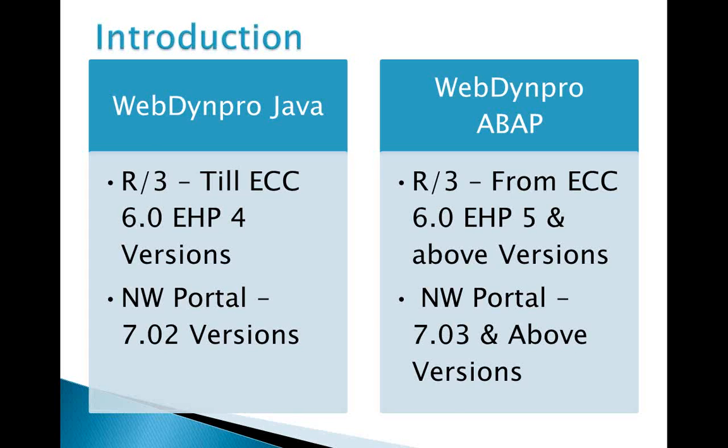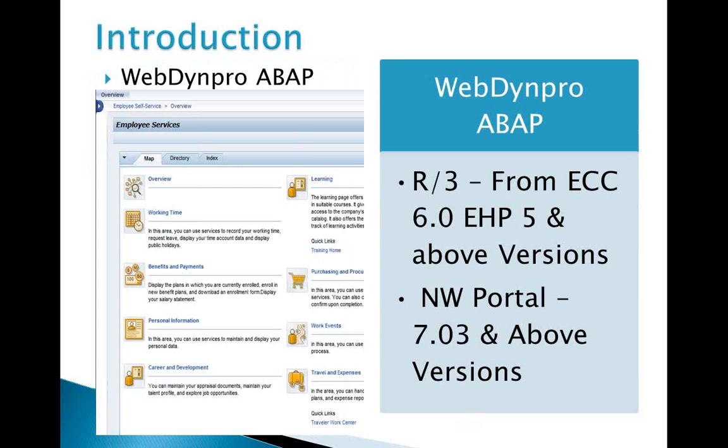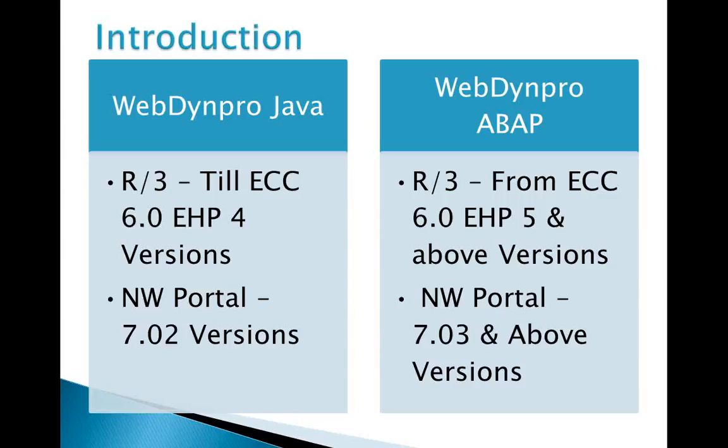That is the difference. Based upon the ECC version or R3 version of the client, we are going to suggest the portal versions, whether they can go with Web Dynpro Java or Web Dynpro ABAP. This Web Dynpro ABAP is available starting from 2010.